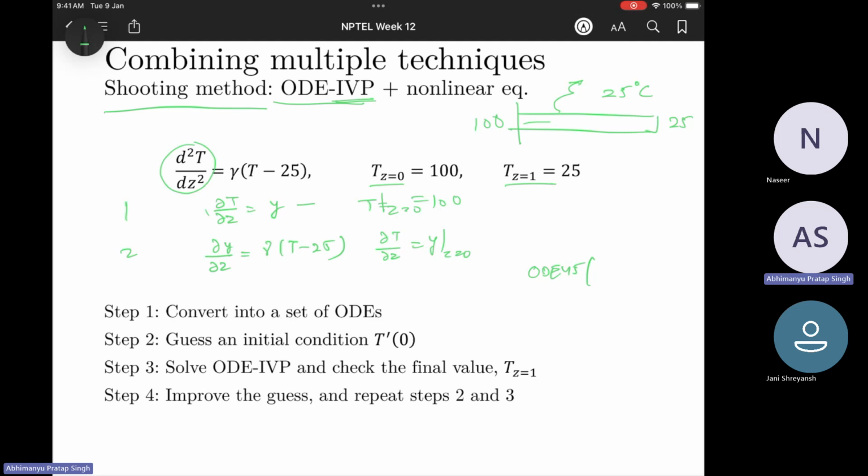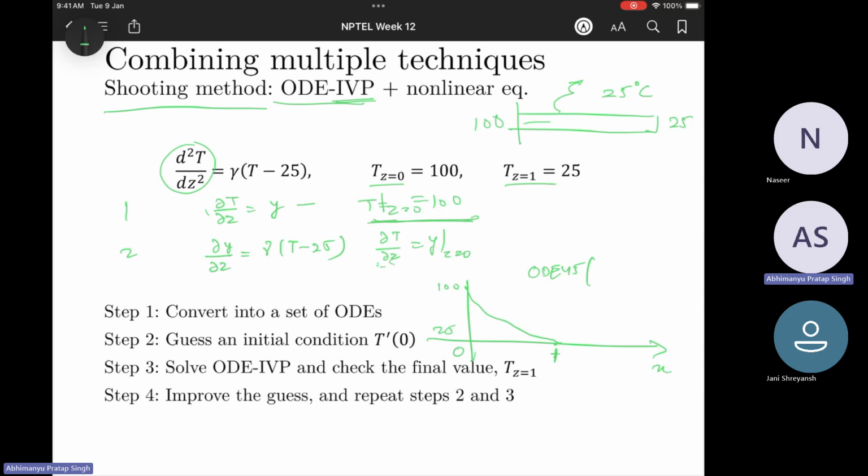So if I try to solve this, I start with some value of dt by dz. I might get some solution which is like this. So this is x at x is equal to 1, and I know that at x is equal to 1, my temperature should be 25 degrees Celsius. If it's not 25 degrees Celsius, then since we know this boundary condition, the only error with the solution is that we have assumed the wrong initial condition for dt by dz.